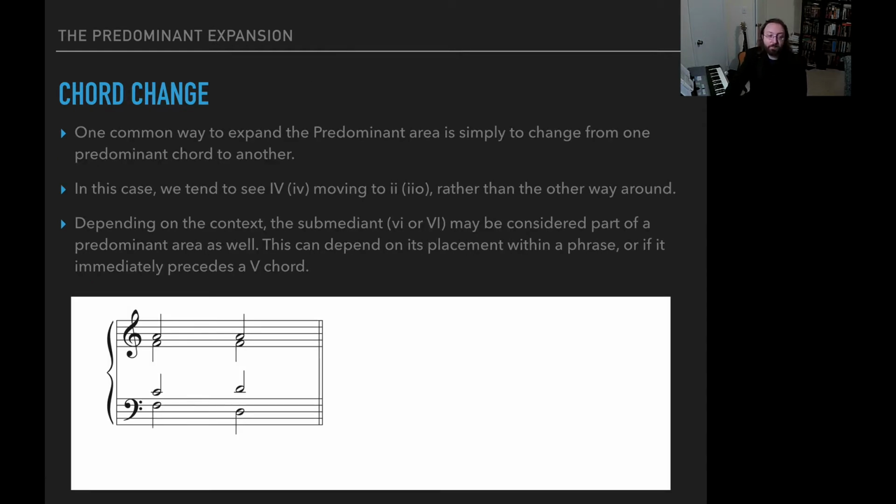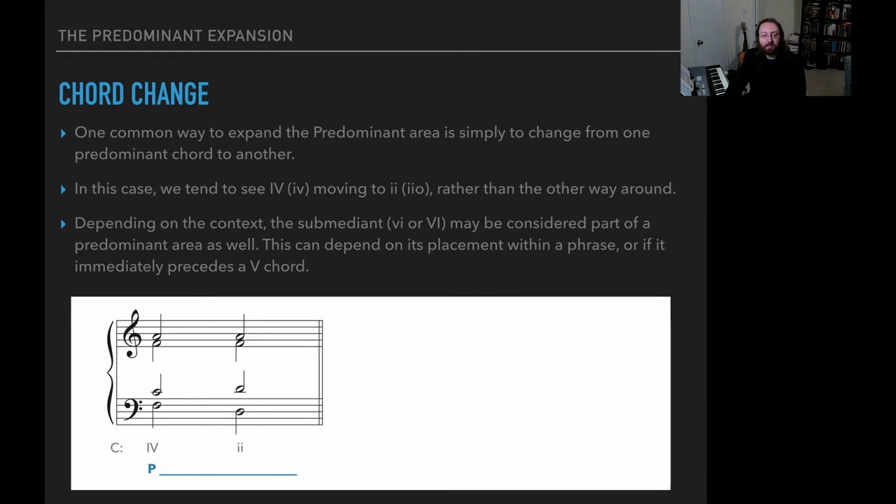One common way to expand the predominant area is simply to change from one predominant chord to another. So if we're in friendly C major, we could simply change from a 4 chord to a 2 chord. Here we are in C. So by simply changing from one predominant chord, 4, to 2, we'd simply be expanding and elaborating on that predominant area. A very simple way to do it, and we would just add a P with a line underneath to show that we are expanding that area.